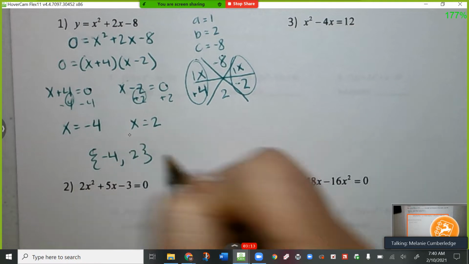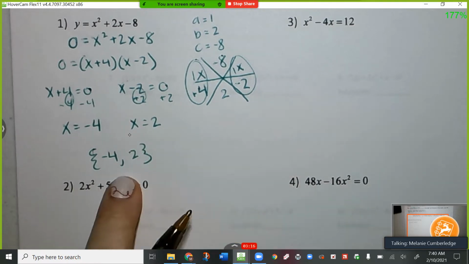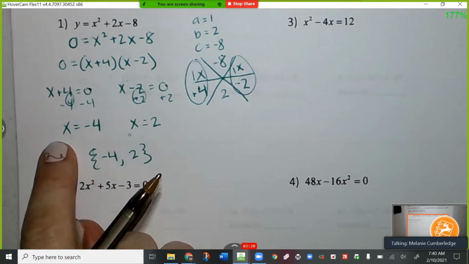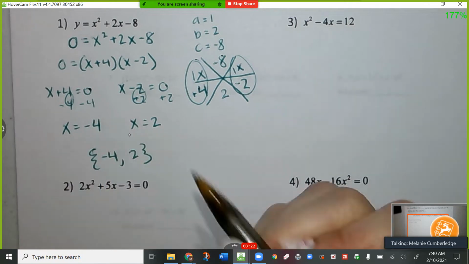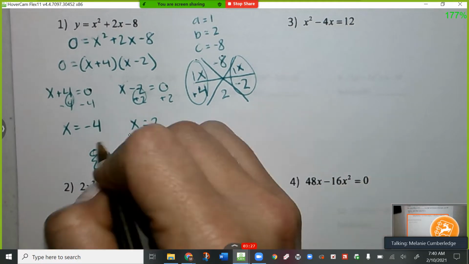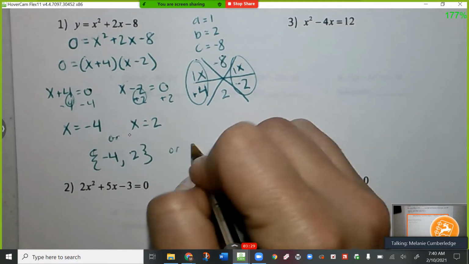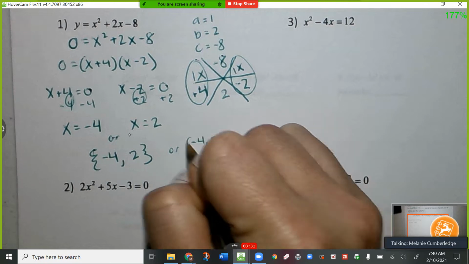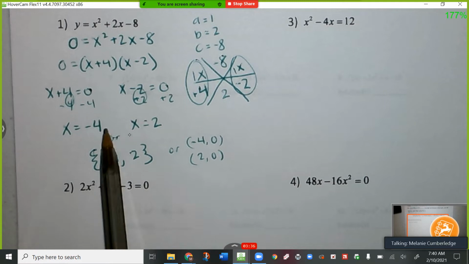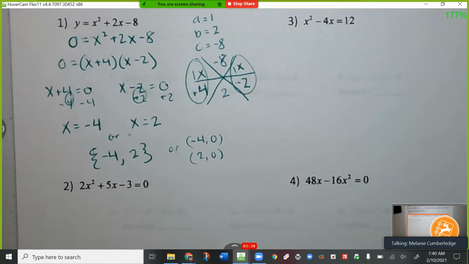Now, these can be written a couple different ways. You can write them in fancy brackets, that's your set of solutions or intercepts. You can also write it like this. Or, I want you to realize, we just found x-intercepts, which are points, so you can write them as points, -4, 0, and 2, 0. All three of those would be accepted. You do not have to write them all three ways.